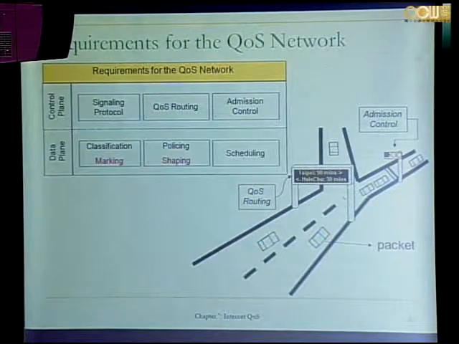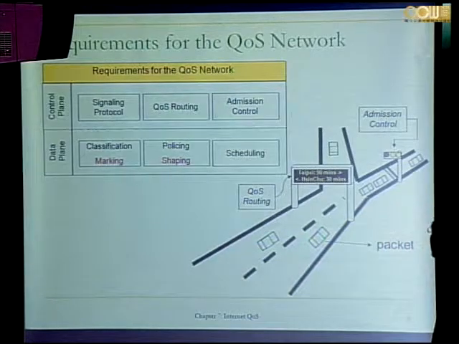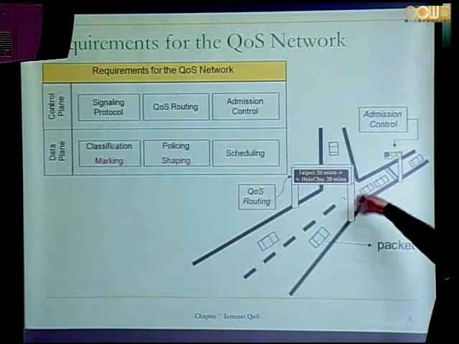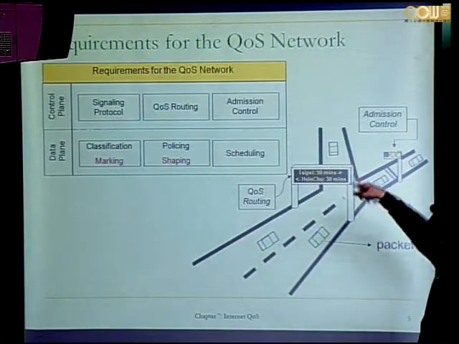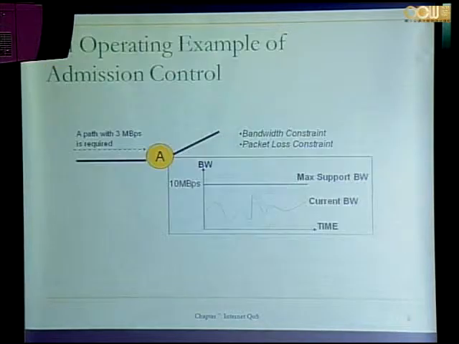So putting the 6 mechanisms into the control plane and data plane, it's like in the transportation network, you have admission control and QoS routing, deciding which way to go. First of all, I'm going to speed up a little bit. First of all, the admission control.